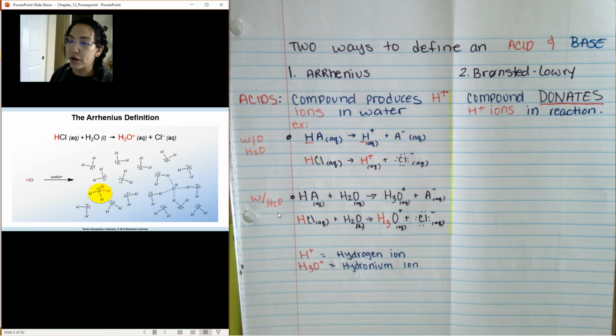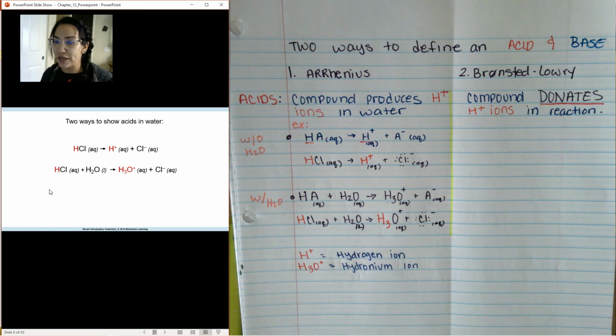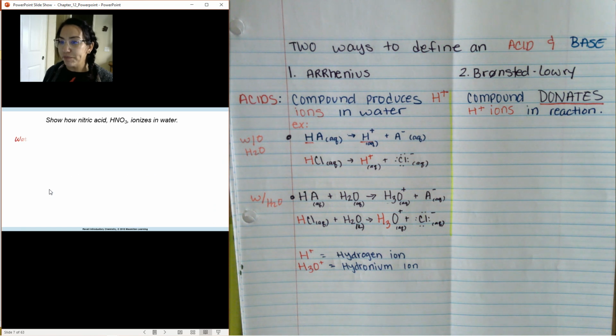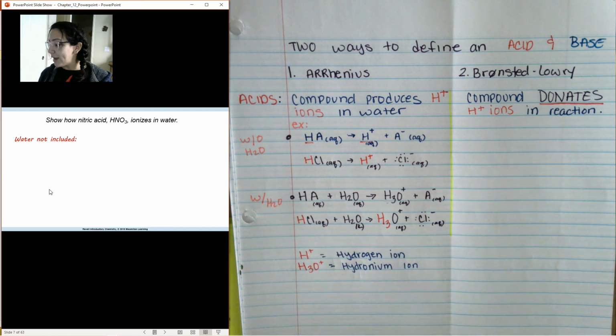This is the example we just gave, showing the dissociation with water. And you can see it's the same reaction. All right, so the two ways to show it, we just covered that. Now it wants us to show nitric acid ionizing in water. We have a little bit of space, so we could write that one down in the tiny space we left.